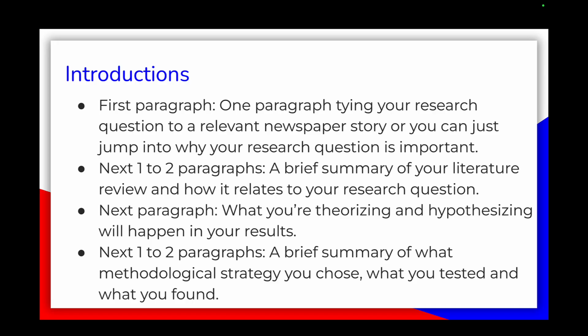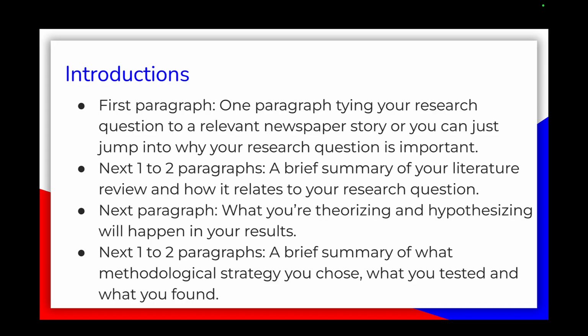The next 1 to 2 paragraphs are a brief summary of your literature review and how it relates to your research question. So here you might say a quick summary of your camps, where you say, in one camp, they find that X causes Y. In another camp, they find the opposite, that X doesn't cause Y. And in a third camp, they find that X causes Y only in these certain scenarios. However, I think that I can build from this further and argue Z, right?